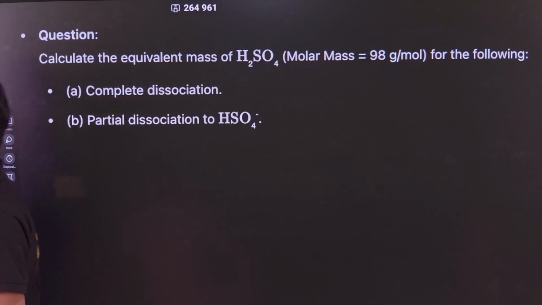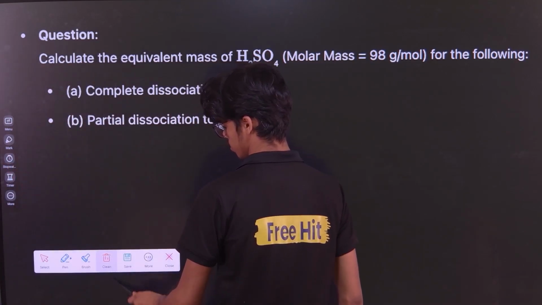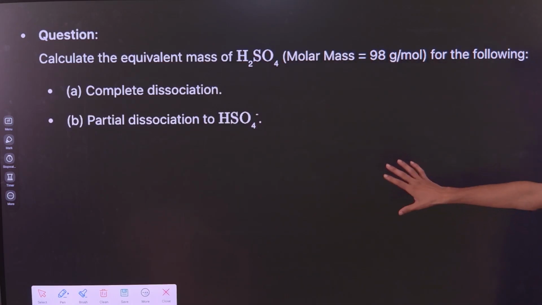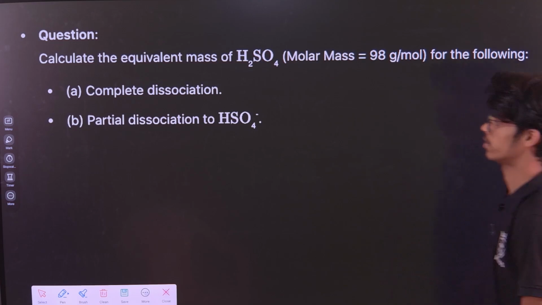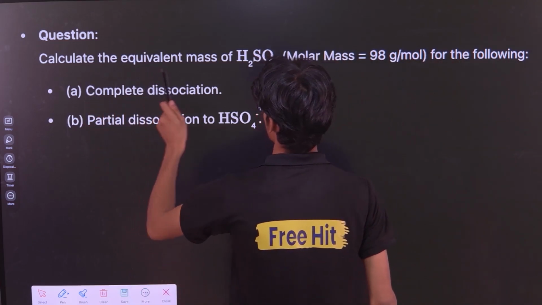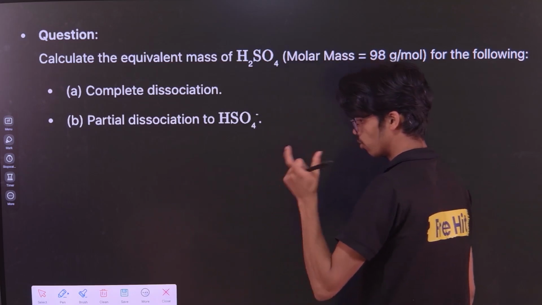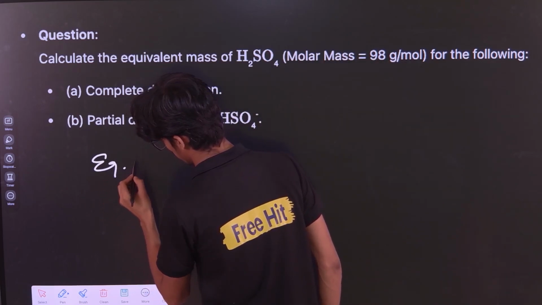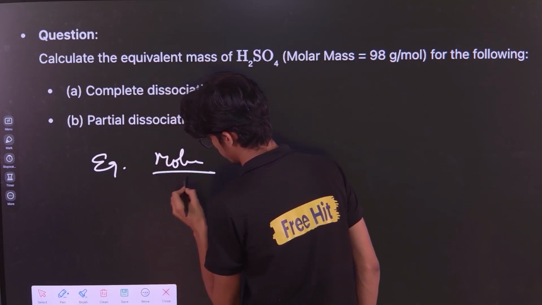Let's do some questions. Based upon the definition, can you just try to do this question? I will get out of frame, pause the video, try to do it. I hope you have done the question. Calculate the equivalent mass of H2SO4. To calculate equivalent mass, divide molar mass by N. Got it? So equivalent mass is equal to molar mass divided by N.